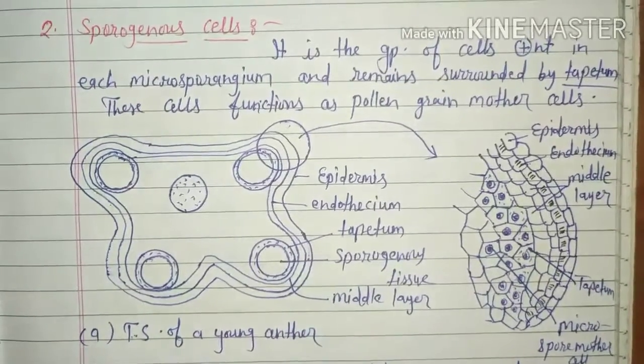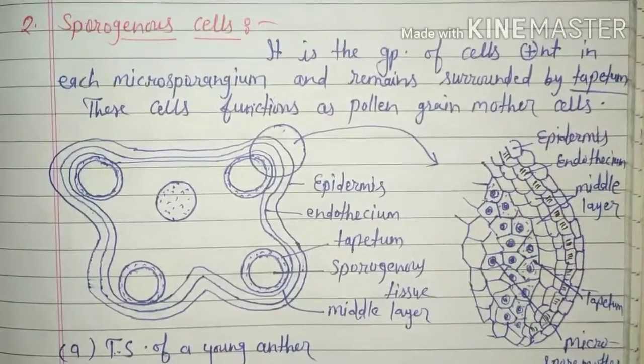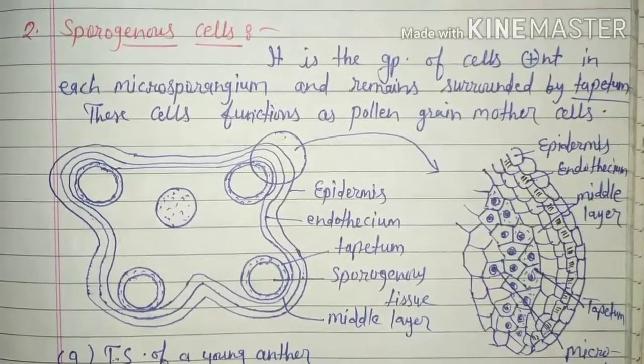And sporogenous tissue is the germ cell part of the anther, which converts into pollen grains or microspores.